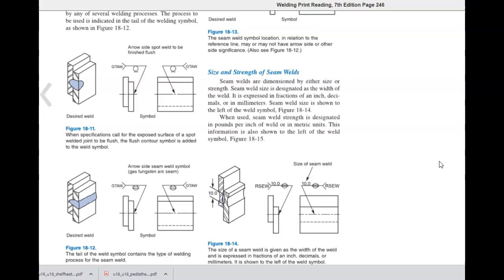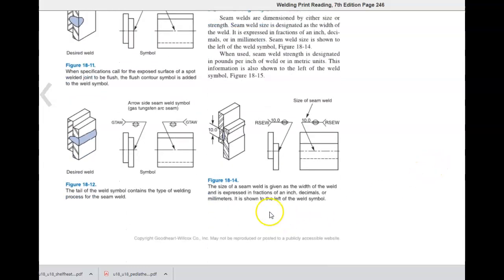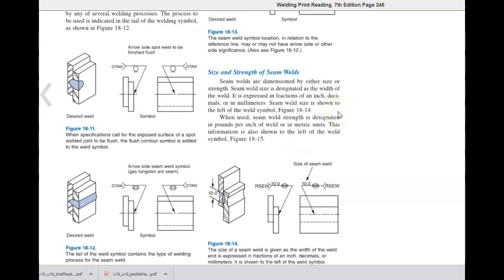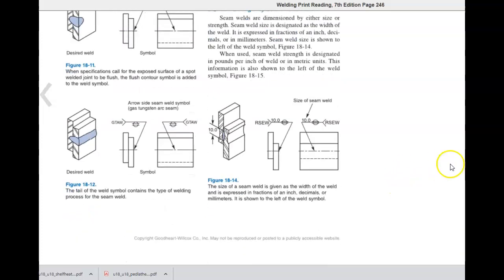Figure 18-14. The size of the seam is given as the width of the weld as expressed in fractions of an inch, decimals, or millimeters. There, size of the seam. When used, seam welding strength is designated in pounds per inch of weld or in metric units. This information is also shown to the left of the weld symbol.